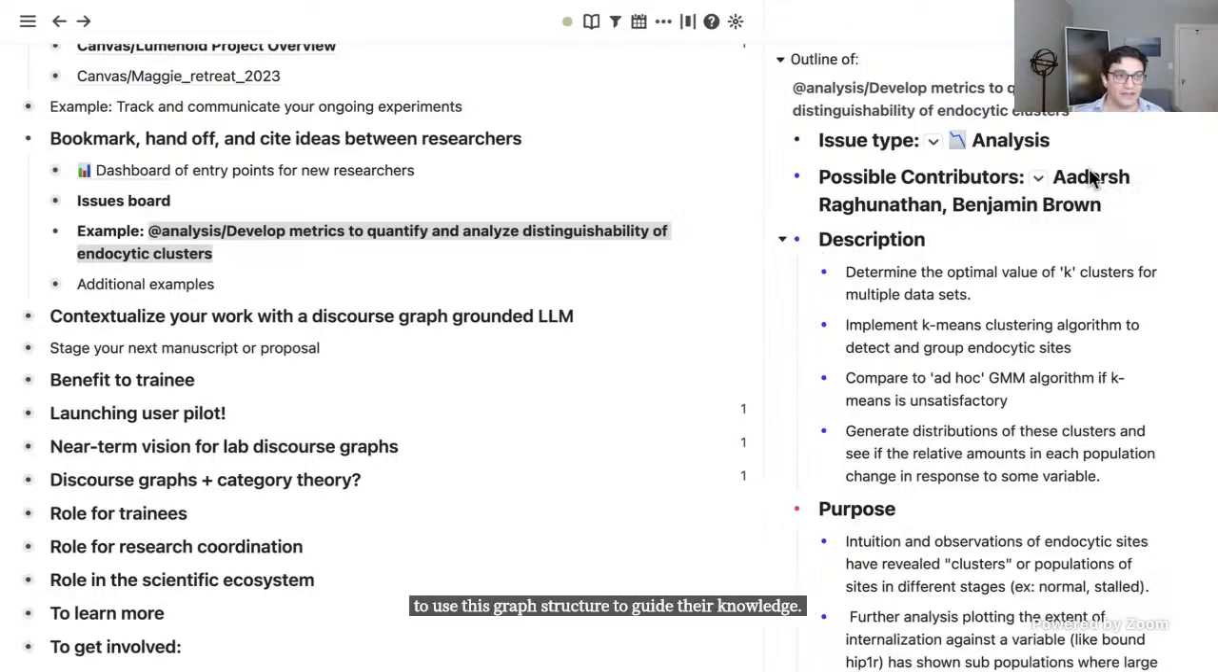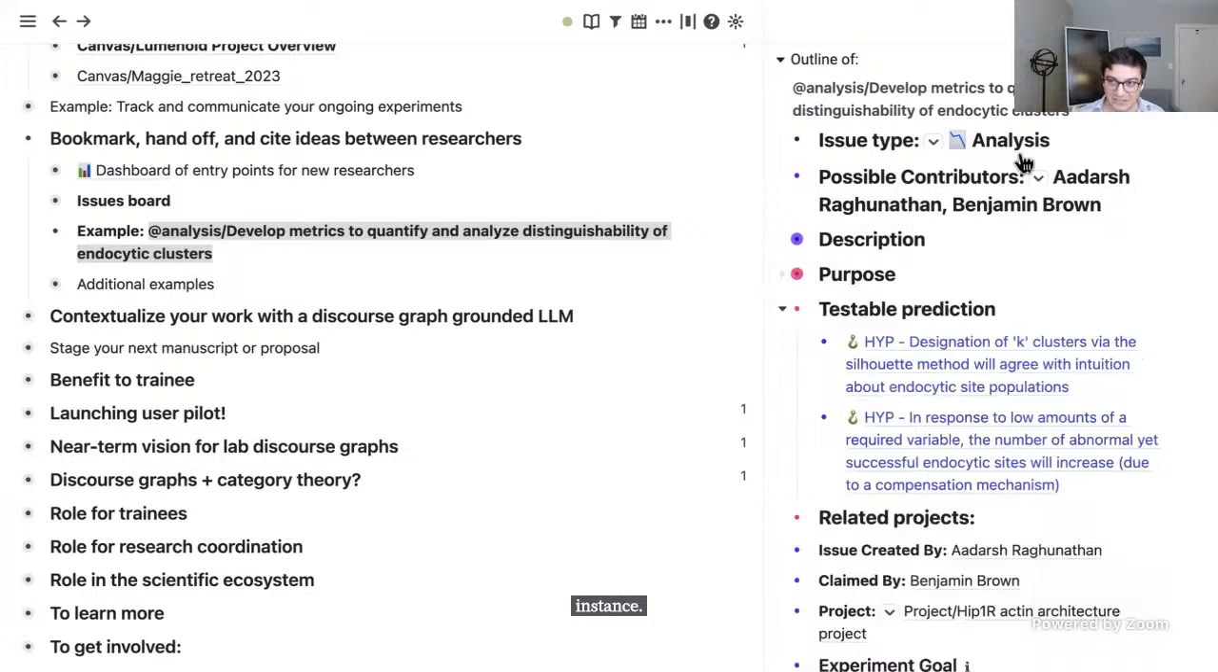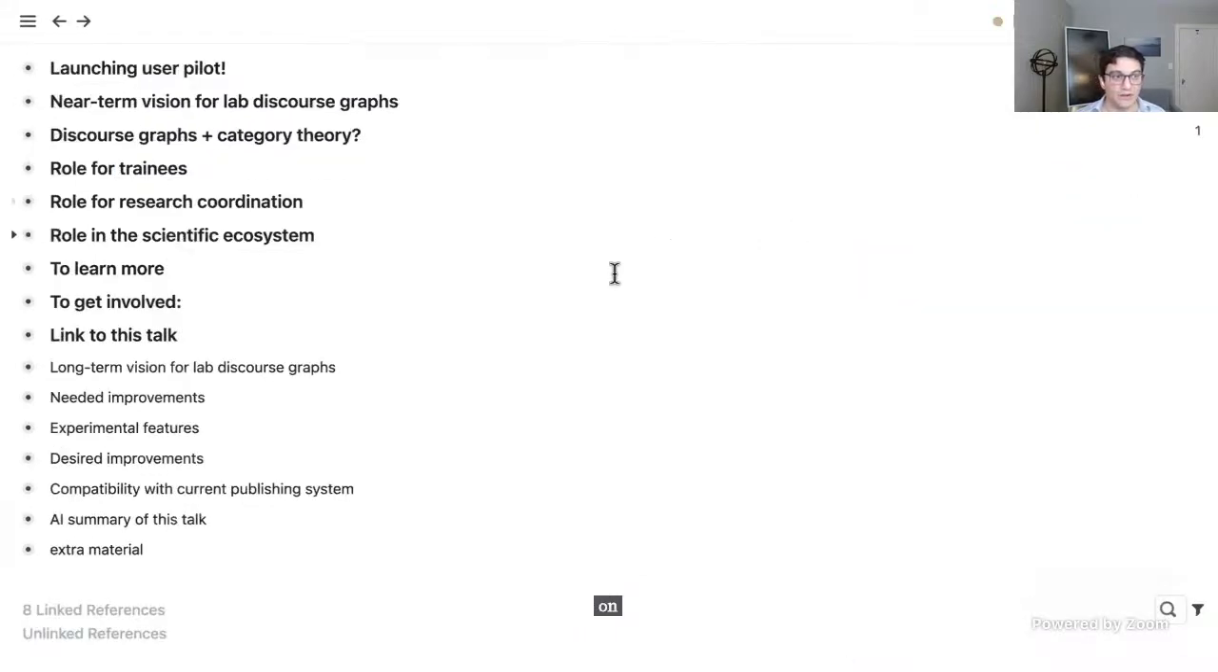So that was a very satisfying instance that's suggesting that the structure of the graph itself is helping researchers to coordinate on their own without a PI.